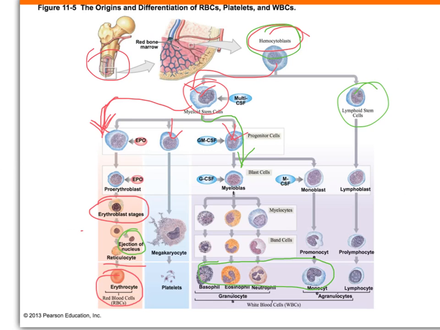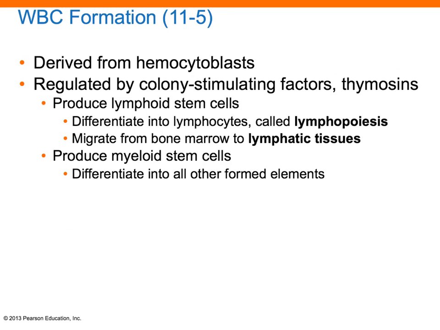The hemocytoblasts can also become lymphoid stem cells, and the lymphoid stem cells can eventually become lymphoblasts and mature into the lymphocyte. So, as a recap, you will have the hemocytoblasts, which are regulated by colony stimulating factors called thymosins, and some of them can produce lymphoid stem cells. The lymphoid stem cells will differentiate into lymphocytes, and that process is called lymphopoiesis.